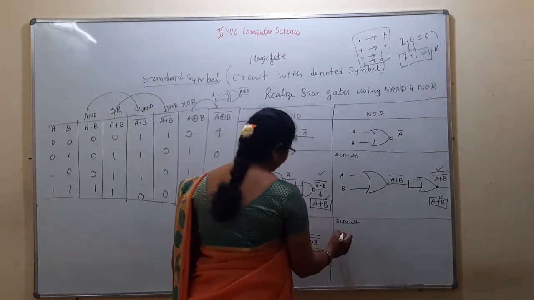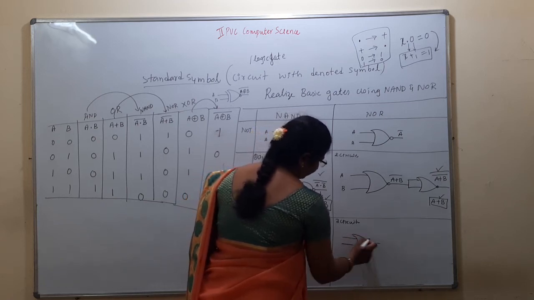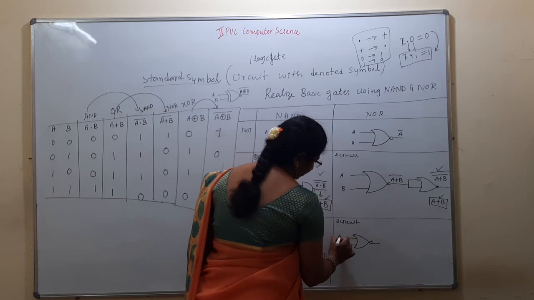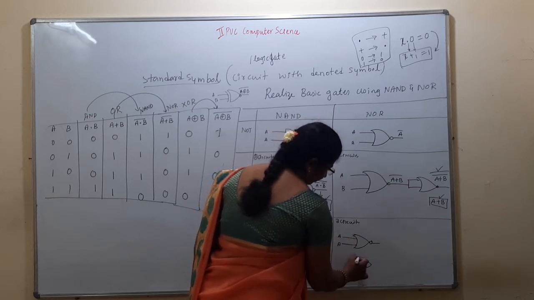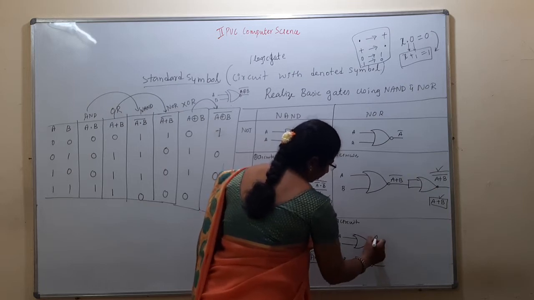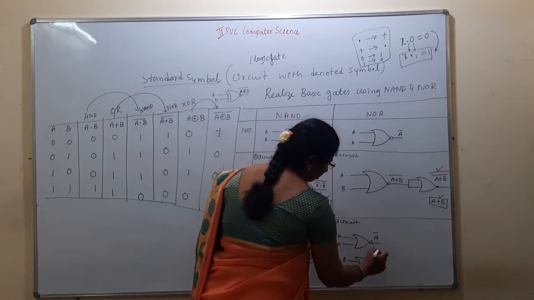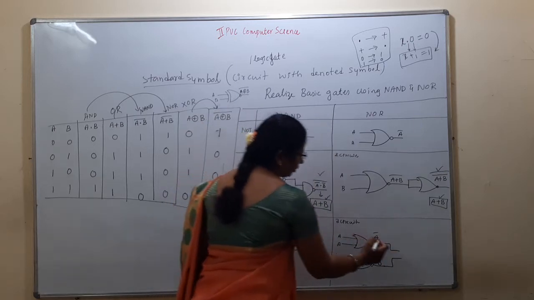Then this format, write this side. This is for A. Similarly, write for B. Here what you got? A complement. Here you got B complement. Give the input to the single circuit.